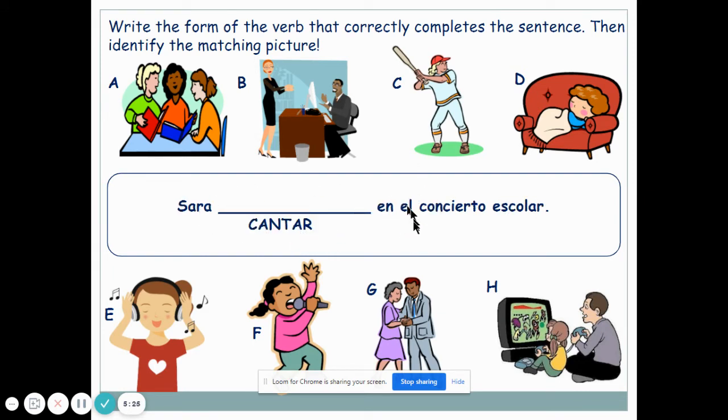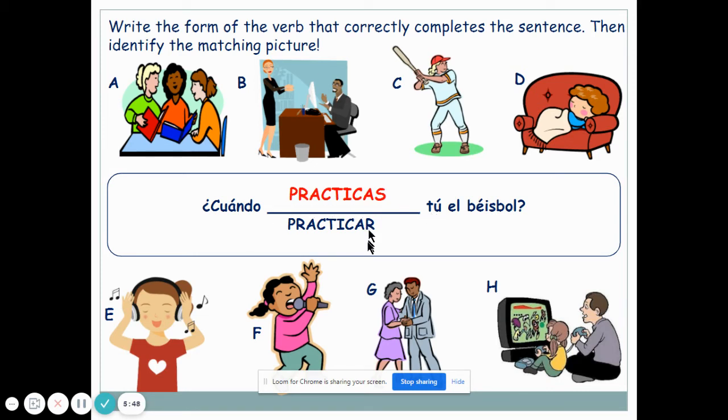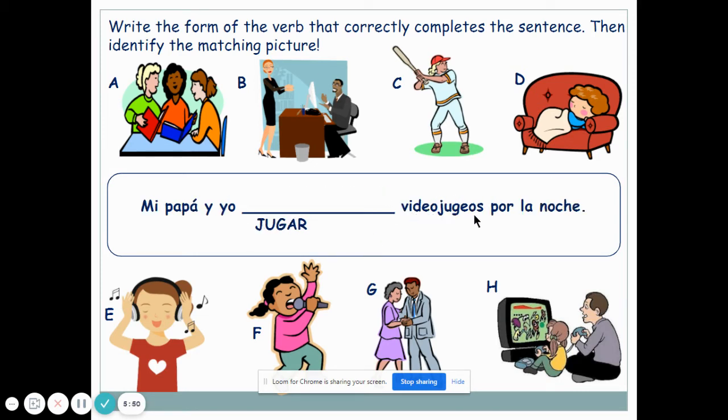Sara, cantar en el concierto. You don't say cantar because you're still not saying who's doing the action. So if it's Sara, it's ella, and you add canta. Ella canta en el concierto. Cuando tú practicar el béisbol. You drop the R and you add as. ¿Cuándo practicas tú el béisbol?